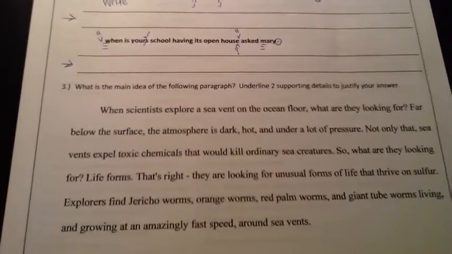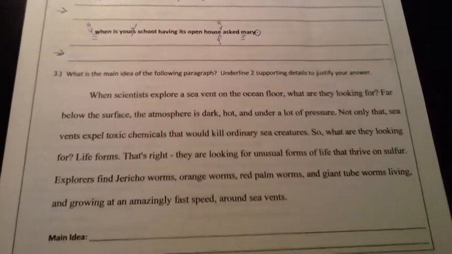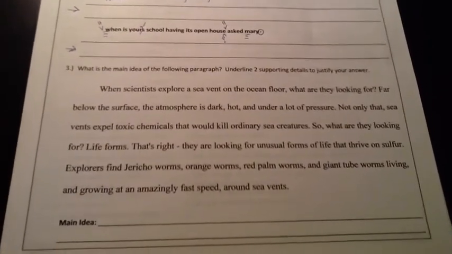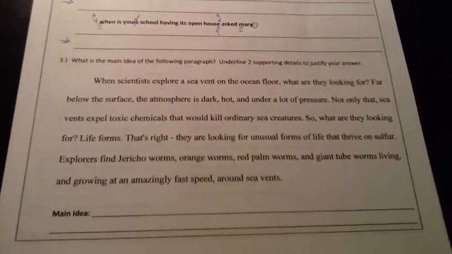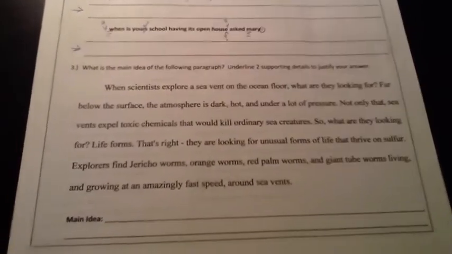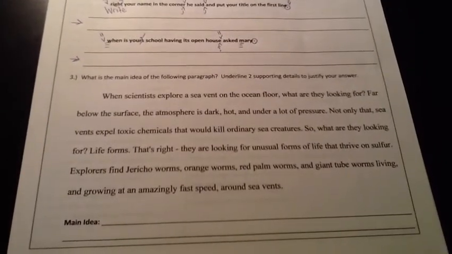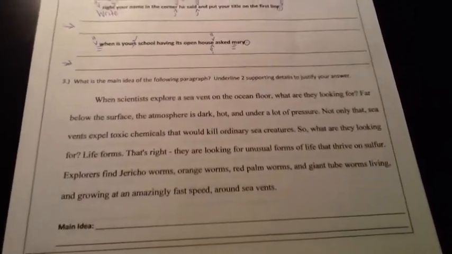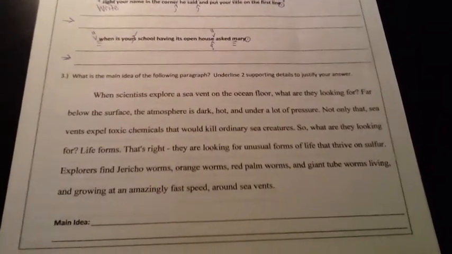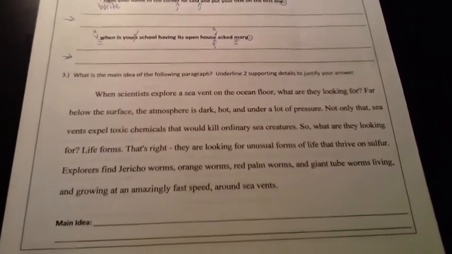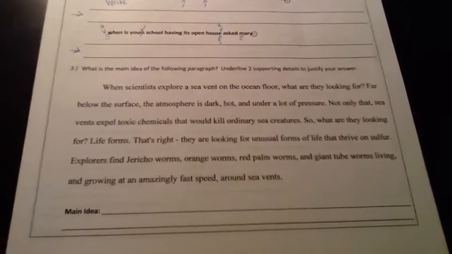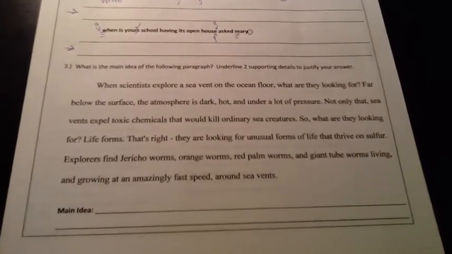When scientists explore a sea vent on the ocean floor, what are they looking for? Far below the surface, the atmosphere is dark, hot, and under a lot of pressure. Not only that, sea vents expel toxic chemicals that would kill ordinary sea creatures. So, what are they looking for? Life forms. That's right. They are looking for unusual forms of life that thrive on sulfur. Explorers find Jericho worms, orange worms, red palm worms, and giant tube worms living and growing at an amazingly fast speed around sea vents.